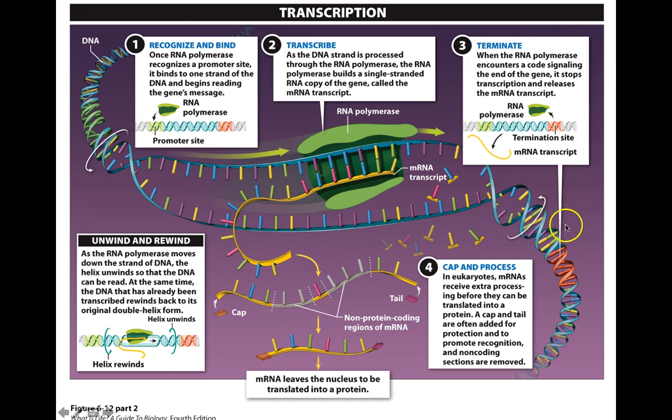So here we've got our termination site. This RNA polymerase is going to move along our DNA template, making our messenger RNA until it gets to this termination site here. That termination site is going to signal for the RNA polymerase to release, and your messenger RNA is going to float off. Your molecule is going to be capped and processed. So we add our cap down here, we add our tail down here, and the non-coding regions, the introns, are removed, and we are left with our mature messenger RNA that can be translated into a protein.